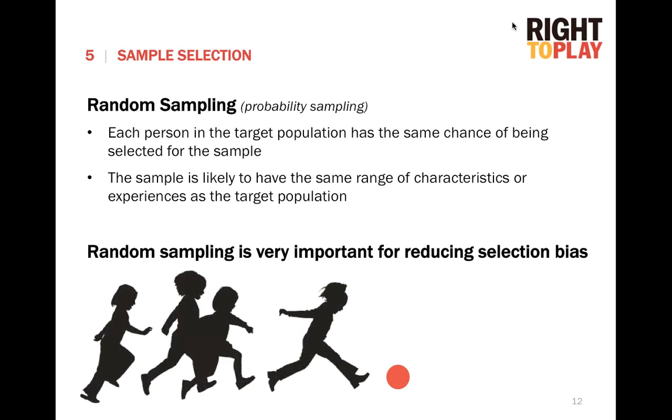So now a little bit about random sampling. With random sampling, each person in the target population has the same chance of being selected for the sample. In this way, the sample is likely to have the same range of characteristics or experiences as the target population. So it's a way of making your sample representative. Random sampling is very important for reducing selection bias.